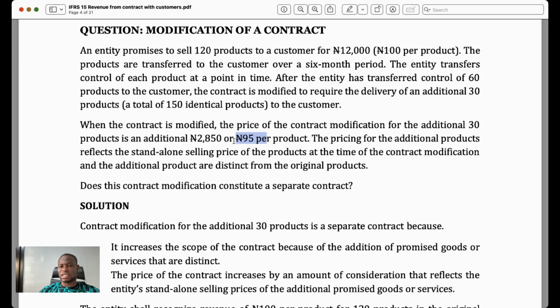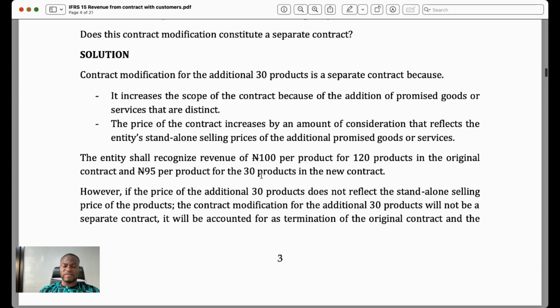And what they told us here is that the increase in scope resulted in a change in price, and the price of each additional product is 95 naira per product, and it said that it reflects the standalone selling price. That's the key word there, because that change in price as a result of the additional promised goods or services must reflect the standalone selling price of the additional product you want to deliver. And they said it here already. So the solution there is what I've mentioned already.